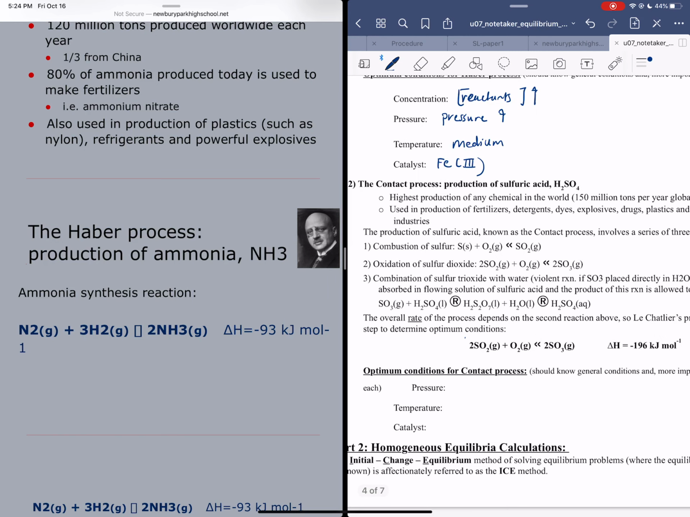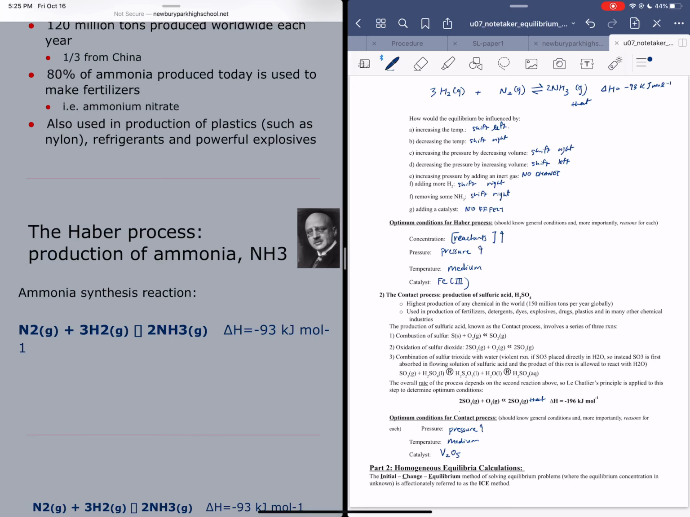Pressure: if we look at this balanced equation, if we increase the pressure, we tend towards this side because there are fewer moles of gas, so we want high pressure. Now, it's an exothermic reaction, so if we increase temperature, we favor this side. So in effect, we want to decrease temperature. But remember, if we decrease it too much, we inhibit the reaction or its rate. So we'll say medium. Again, medium is a bit of a vague term, but that's kind of that. And catalyst: we use a vanadium oxide catalyst.